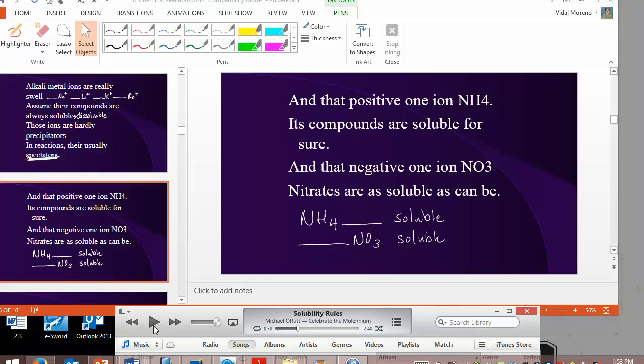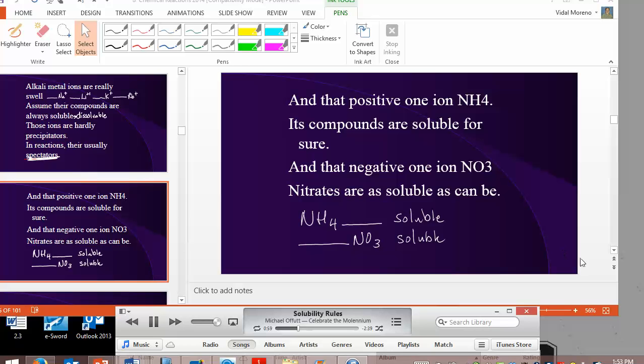Solubility rule. Okay, so what does that mean? That means if you see anything with ammonium in it, it's aqueous, it dissolves. Anything with nitrate, potassium nitrate. Does potassium nitrate dissolve, Mr. Moreno? Yes. How about copper nitrate? Yes. How about aluminum nitrate? Yes. How about sodium nitrate? Yes. How about anything nitrate? Yes, yes, yes, yes. Sorry. All nitrates dissolve. And the other was ammonium. Anything with ammonium dissolves.